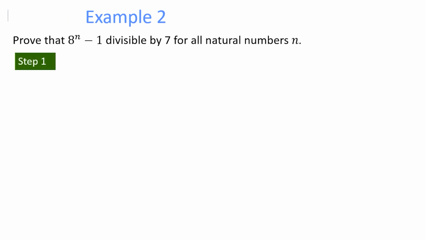Let's see our first step. I hope you remember, our task is to prove that it's true for n equals 1. Now let's substitute 1. 8 to the power of 1 minus 1 equals 7. Now, is it divisible by 7? Well, of course it is. 7 could be written as 7 times 1. 1 is an integer, so it means 7 is divisible by 7.